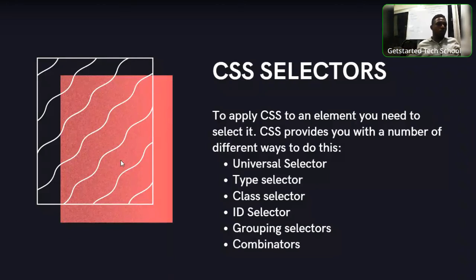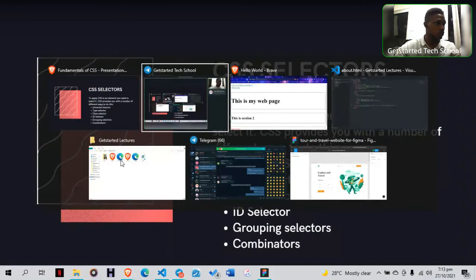To apply CSS to an element, you need to select it. CSS provides you with a number of different ways to do this. There are probably more than this, but these are the major ways, and we are going to use each and every one of these in the project that we are going to build. Okay, so to select an element, there's something called the universal selector. The universal selector, and let me show you how it works.